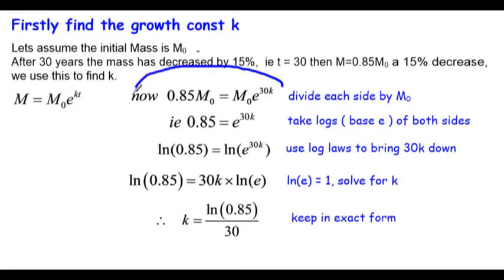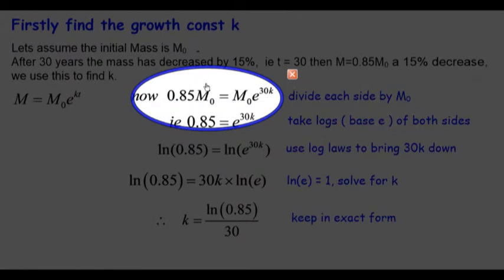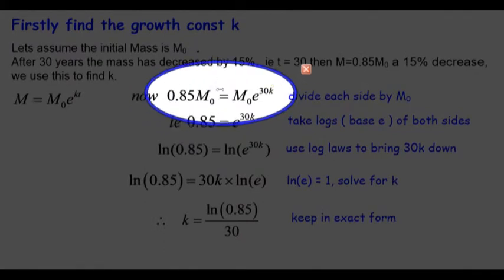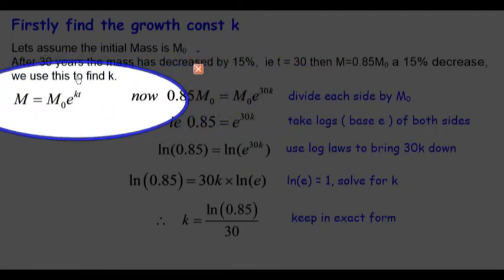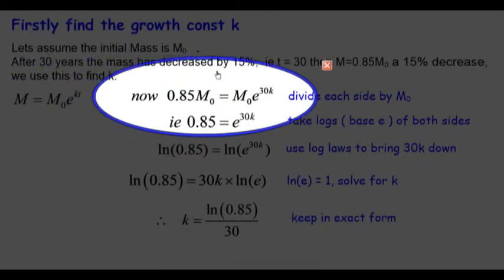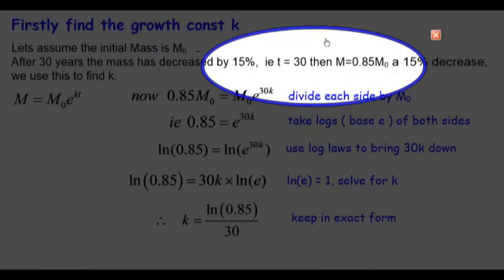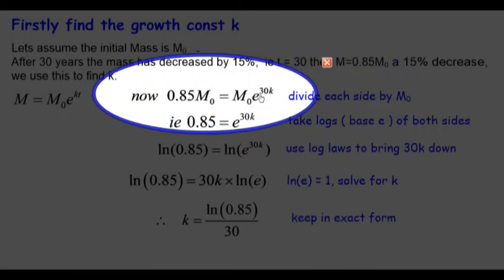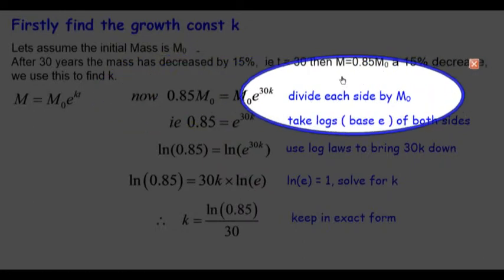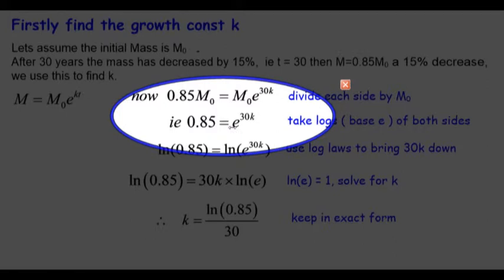Now, we have to find the k, the constant. This is the first part of all these types of problems. We need to work out what k is. We are assuming the solution m equals m naught e to the kt. We don't have to show that, we just assume it and put in the values. So 0.85 m0 when, you can see here, 30 years. We divide by m0 and get 0.85 equals e to the 30k.